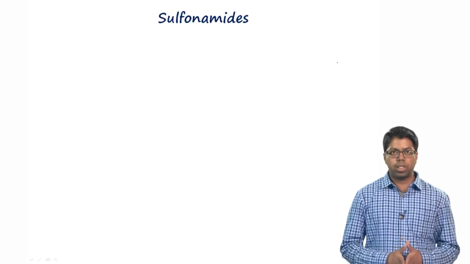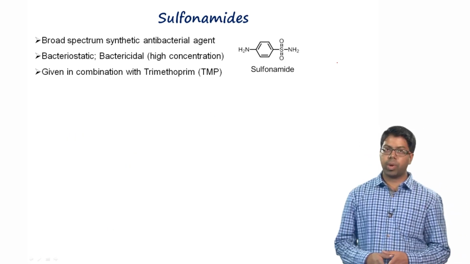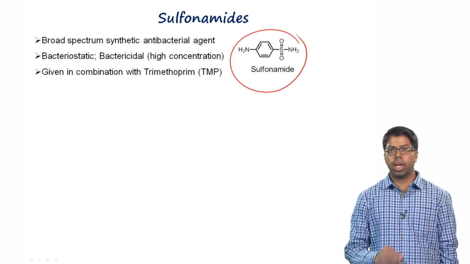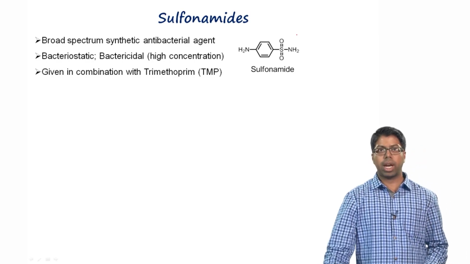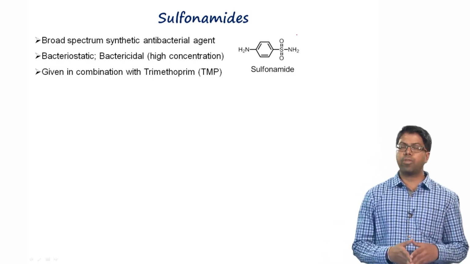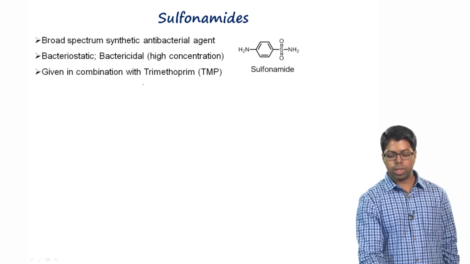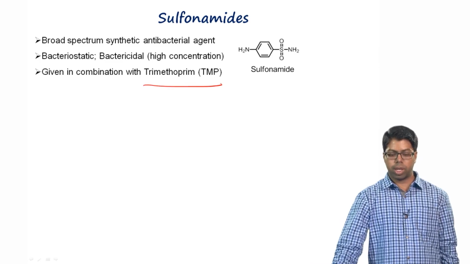Let's start with sulfonamides. Sulfonamides are broad spectrum synthetic antibacterial agents that have a common sulfonamide chemical group. They exhibit a bacteriostatic effect at lower concentration and a bactericidal effect at higher concentration. Generally, sulfonamides are given in combination with another folate biosynthesis inhibitor called trimethoprim, which we are going to discuss in detail in the coming part of the lecture.